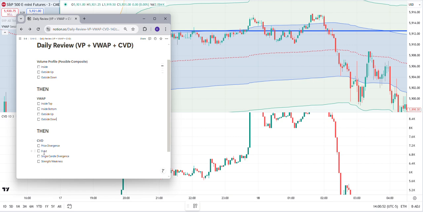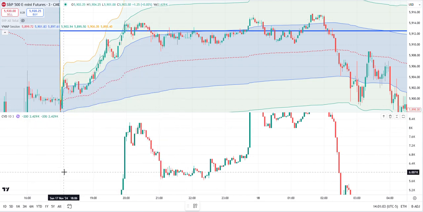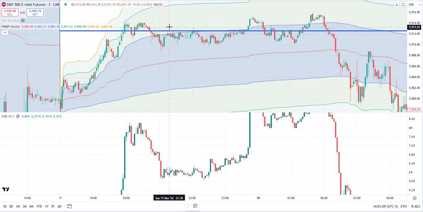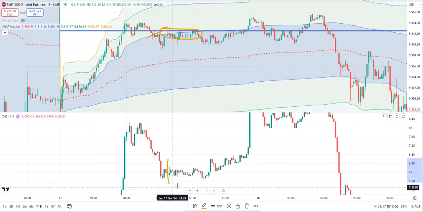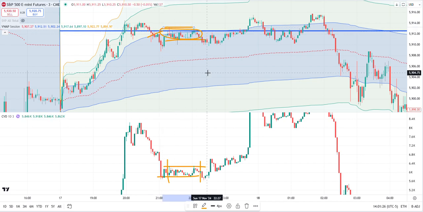So we're looking for price divergence, zeroing out single candle divergence, and then strength and weakness. I think I should put strength and weakness at 2 instead of 4, but I'll change that later. Here you can see in this area, this is the first time we touch VWAP after we break into it. It's very flat, no movement, same thing on price. So this means there's not a lot of people interested or it's just chopping around.